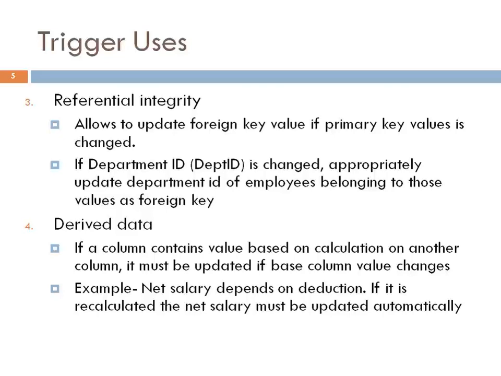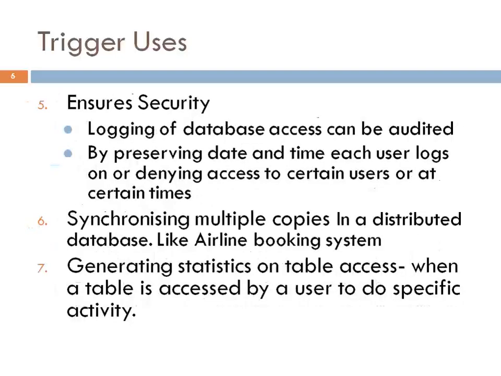Then next uses derived data. If a column contains values based on calculation on another column, then it must be updated if the base column value changes. For example, if net salary depends upon the deduction column, and if the deduction is recalculated, then the net salary must also be updated automatically. Now this can be implemented by using triggers, so that if the deduction column is updated, then the net salary column must also be updated or modified.